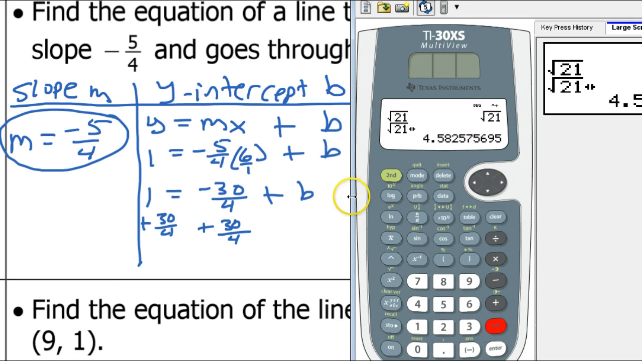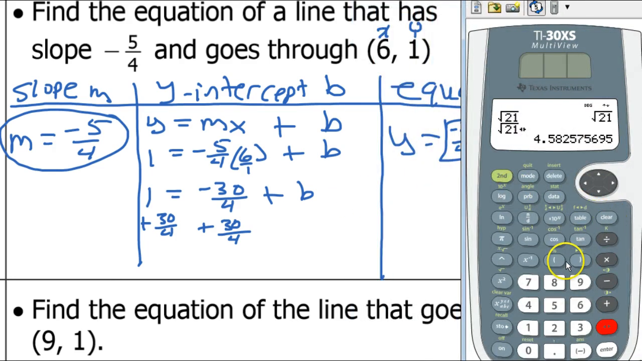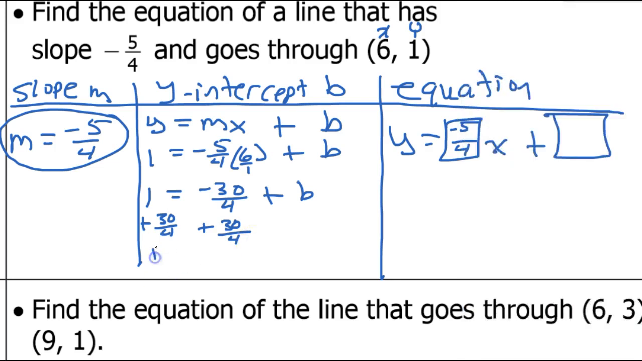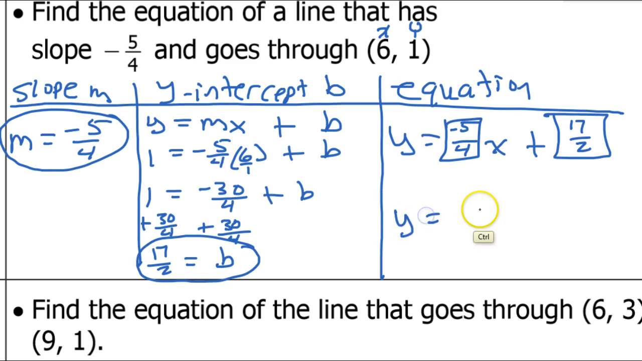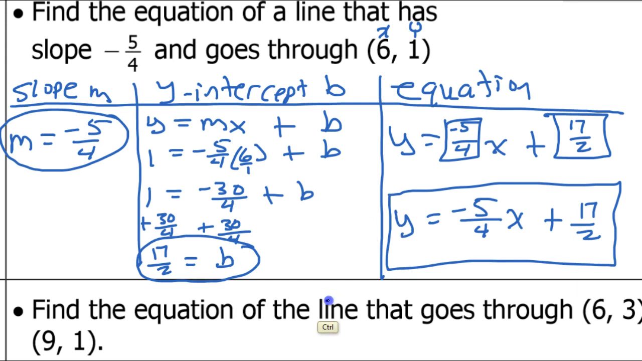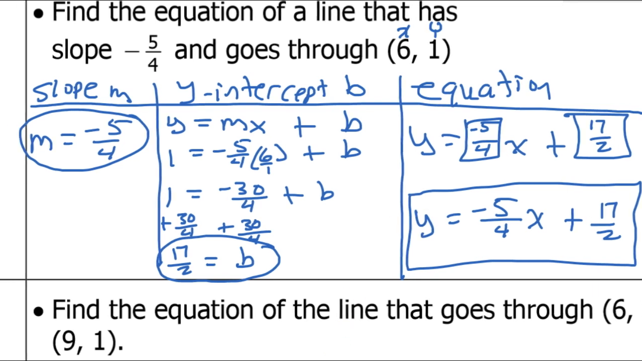If I add this together, I'm going to get 1 plus 30 over 4. So that's 17 over 2. So I've got 17 halves is equal to b. So 17 halves. The final answer is y equals -5 over 4x plus 17 halves. That was problem number 1, part B.